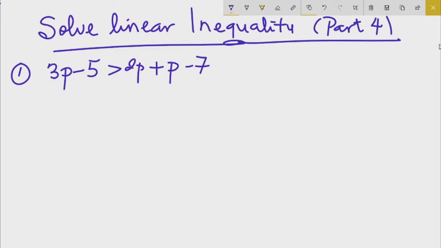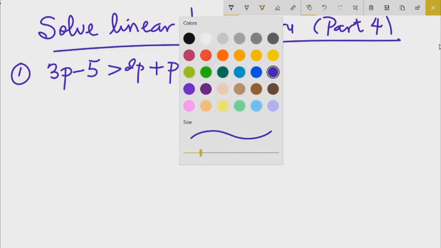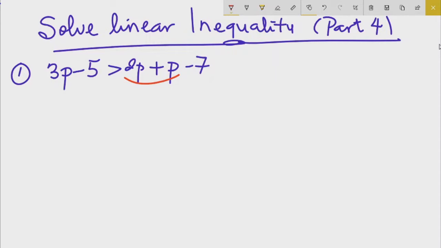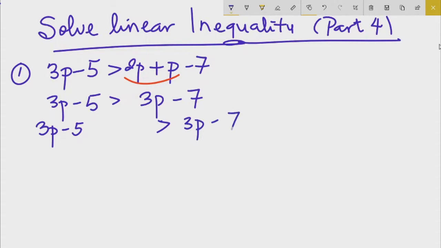To solve this, we need to first combine the p terms. We need to simplify. So 3p minus 5 is greater than 3p minus 7. In this case, we have 3p and 3p. What we want to do is combine all the variables on one side and the numbers without variables on the other side. So you have 3p minus 5 greater than 3p minus 7.